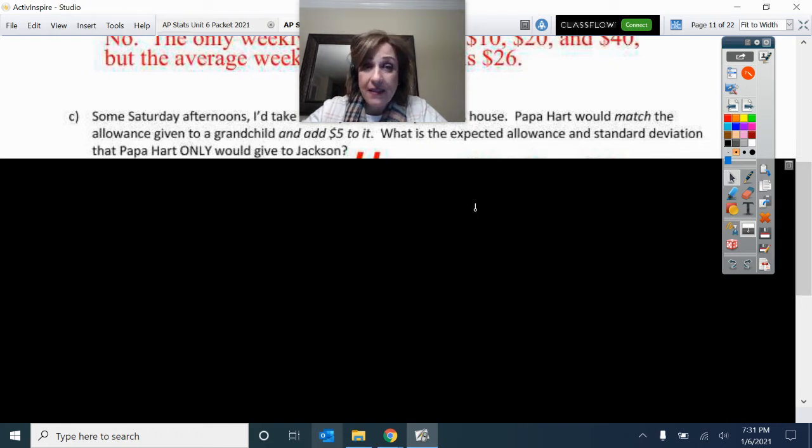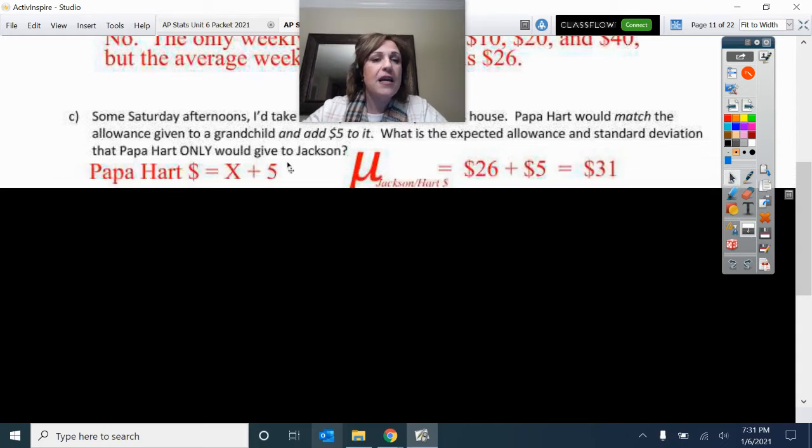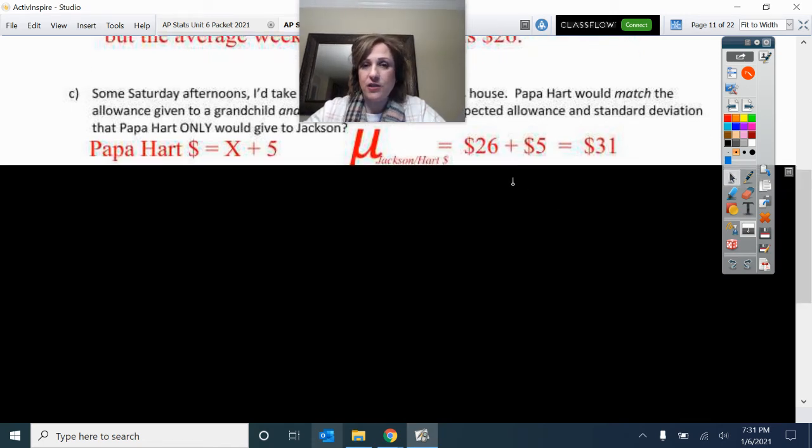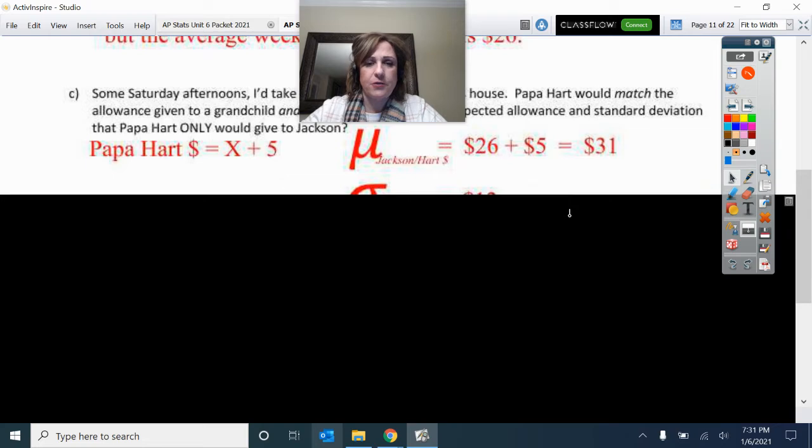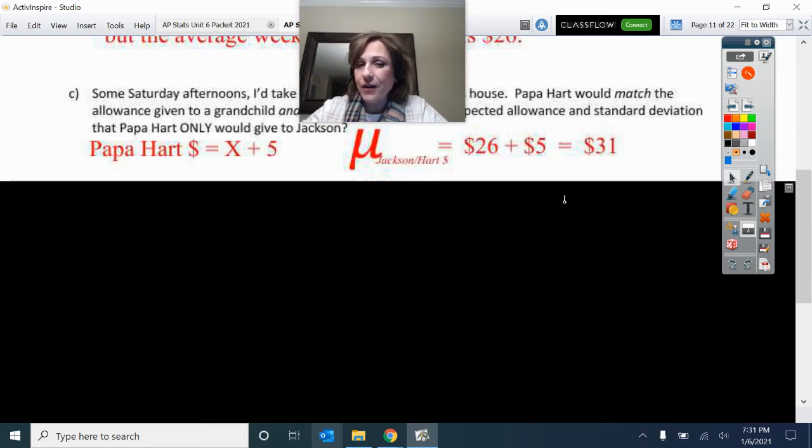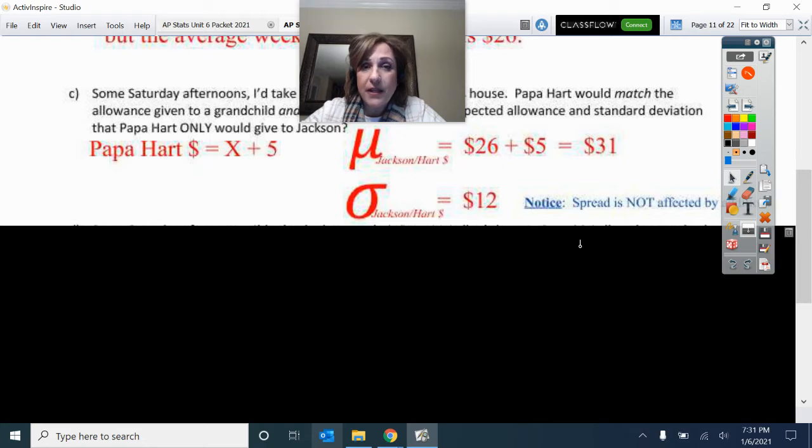So the function then that Papa Hart is following is x plus 5. So it's just got that adding 5 function. All right, so then what does that do? That would mean that what Jackson is getting from Papa Hart on average is $31. So he's going to get that to put into his college fund or whatever. So that 26 plus 5. So Papa Hart's going to give him $31 on those Saturdays. With what standard deviation? How varied is it? Same variability. Plus 5 is not affecting that variability, that spread. Plus 5 shifts it up, doesn't change the spread.